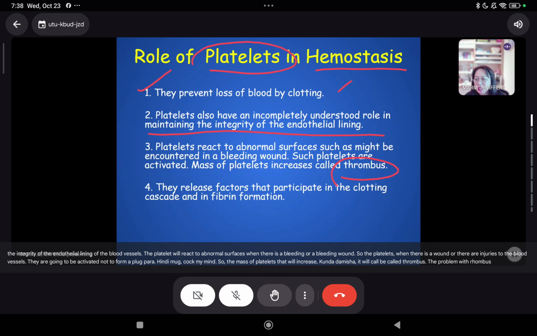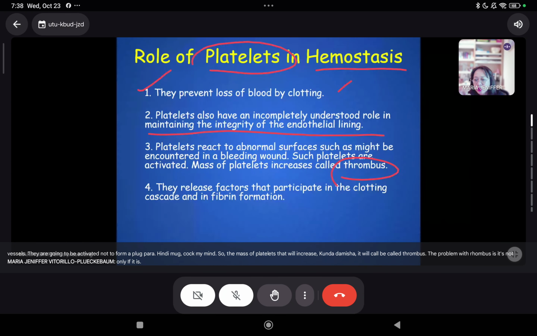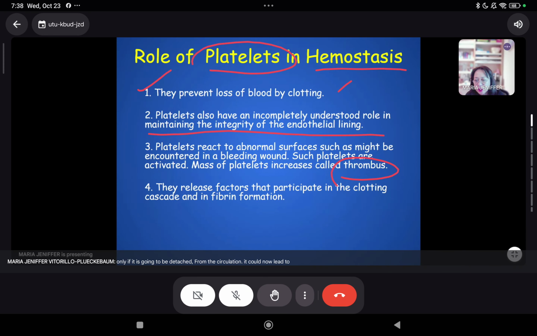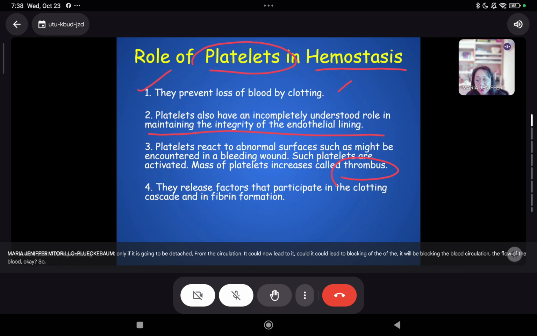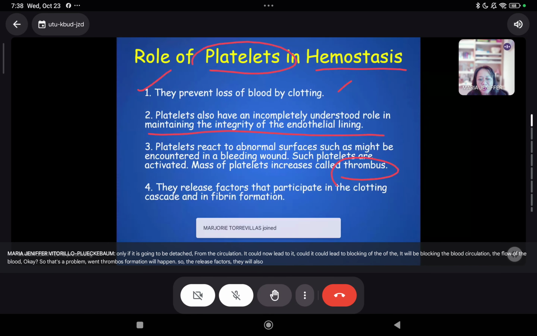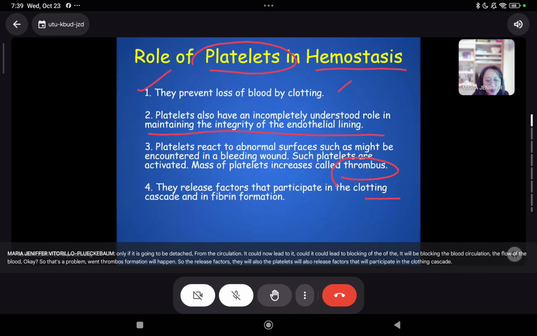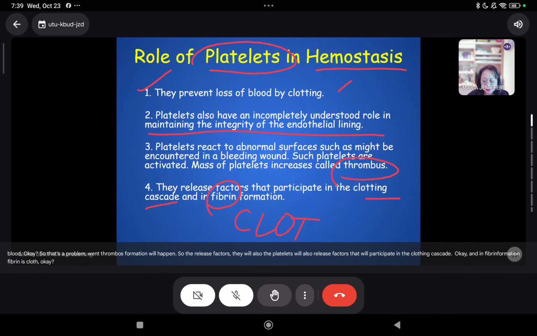The problem with a thrombus is that if it is detached from the circulation, it could end up blocking the blood circulation, the flow of the blood. So that's a problem when thrombus formation happens. The platelets will also release factors that participate in the clotting cascade and in fibrin formation. Fibrin is the clot. Those are the functions of the platelets.